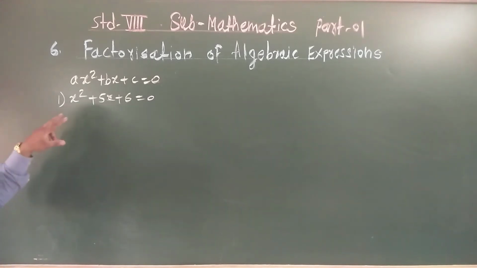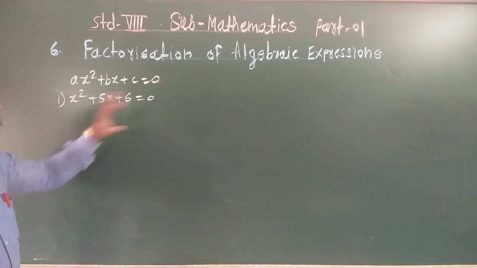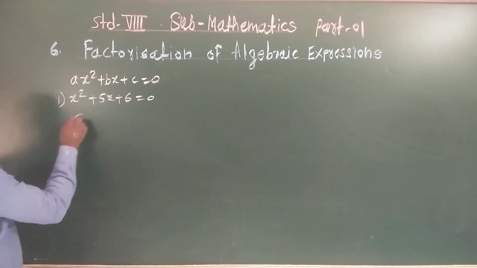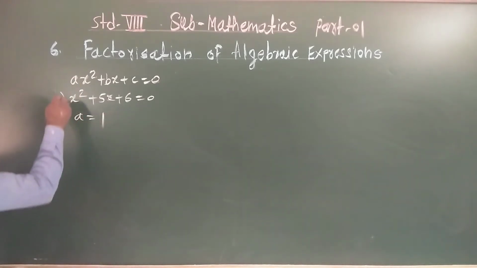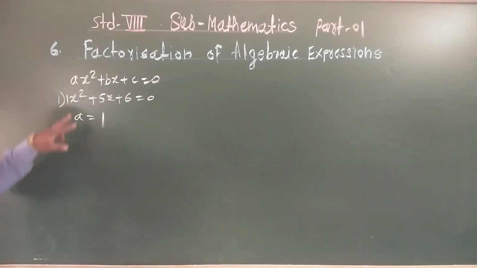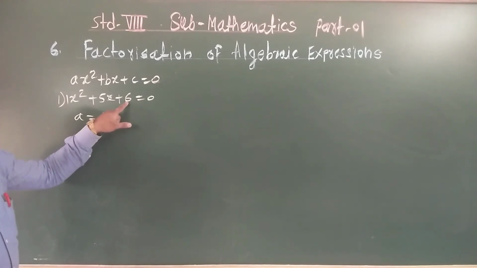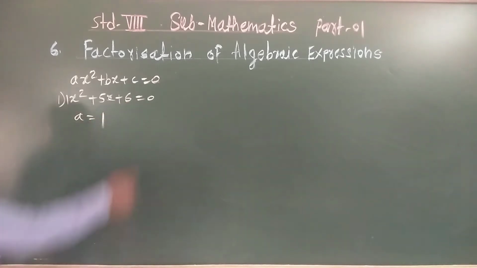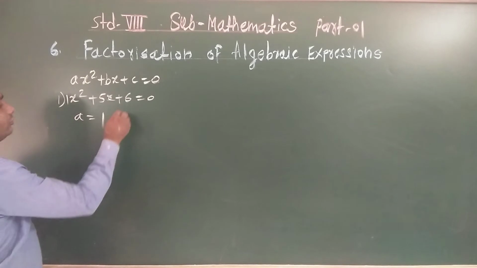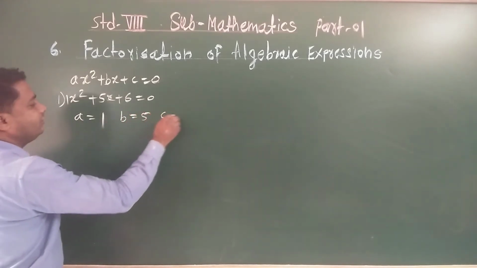Okay, so that is x square plus 5x plus 6 is equal to 0. So a means 1, because the coefficient is 1. Okay, so the x square coefficient is 1, the x coefficient is 5, and the last term is a constant value. Okay, now b is equal to 5 and c is equal to 6.